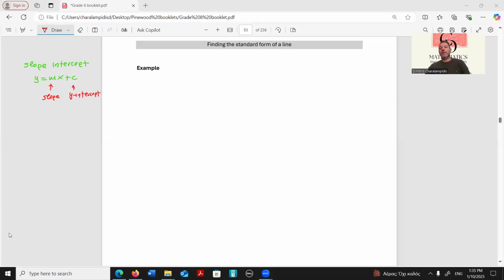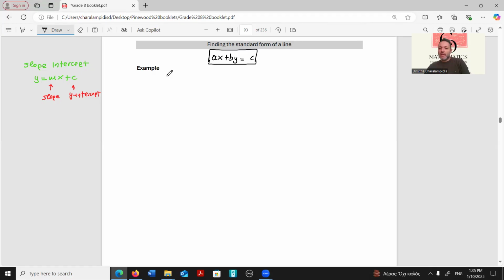Now, we should learn that apart from that form, a line can also be written in another form, called standard form. The standard form of a line is the form ax plus by is equal to c. This is the standard form of a line. So anything we see written like that, we should know that it basically represents a line.